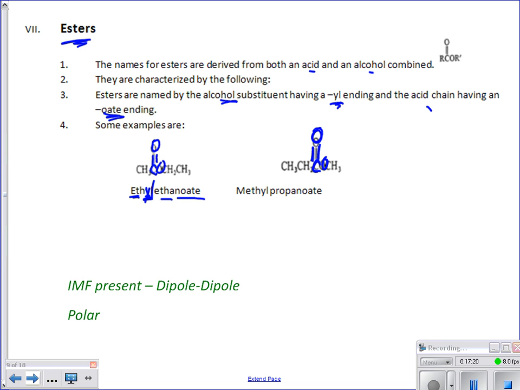And then finally, we can say something about the IMF that's present. Again, we know it's a polar molecule because we have this double bonded oxygen getting a greater share of those electrons. But notice your oxygens are always bonded to carbon. They are not bonded to hydrogen. Because of that, it is merely a dipole-dipole force. It's a polar molecule that is dipole-dipole. It is not hydrogen bonded.